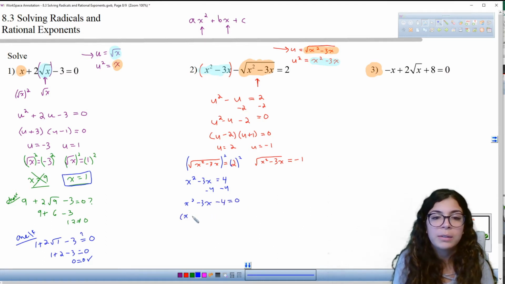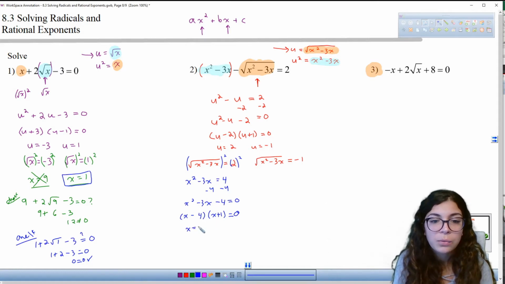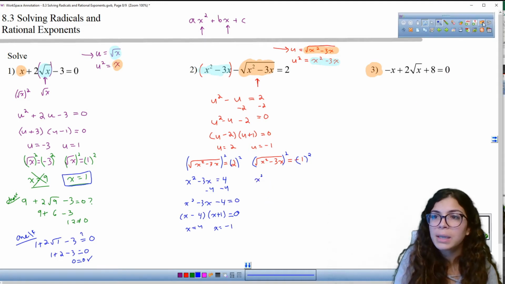And this would factor into x minus 4 times x plus 1. So I have two potential solutions here, either x equals 4 or x equals negative 1. Okay? And then on this equation, I could do the same thing, square both sides. So we end up with x squared. Actually, let me take it back a step.